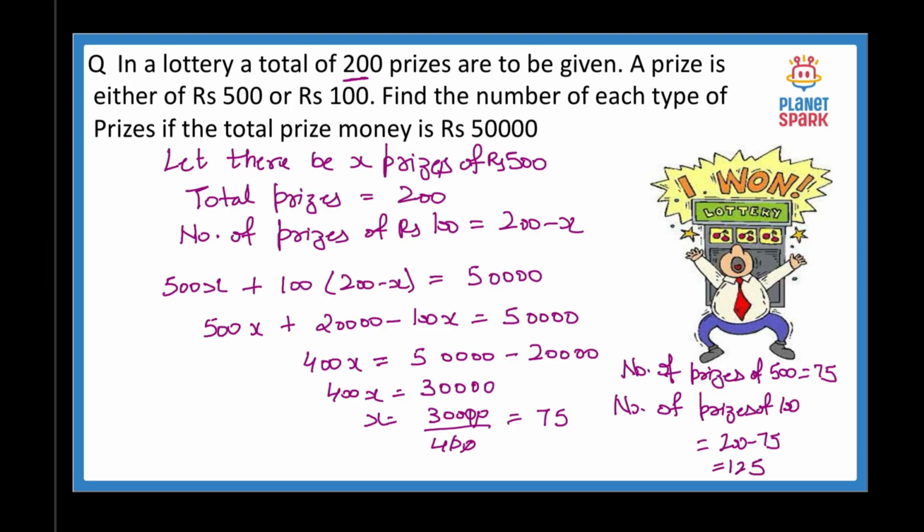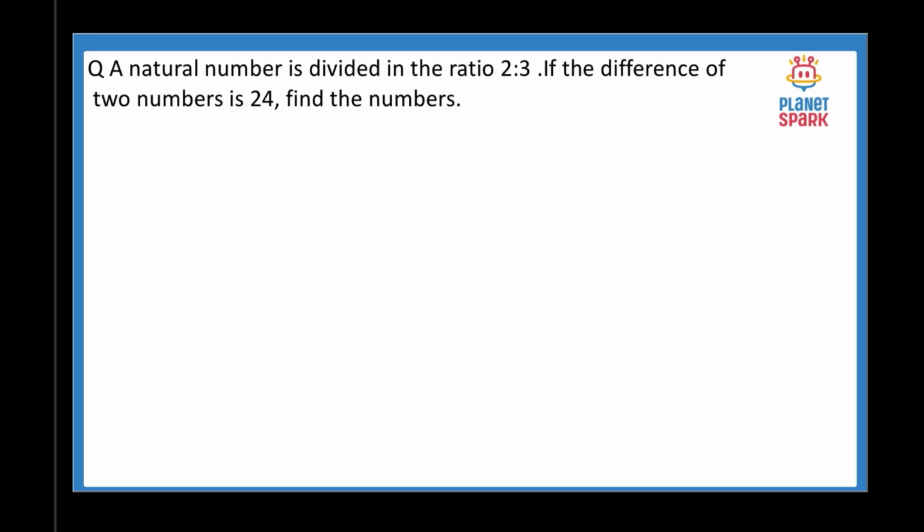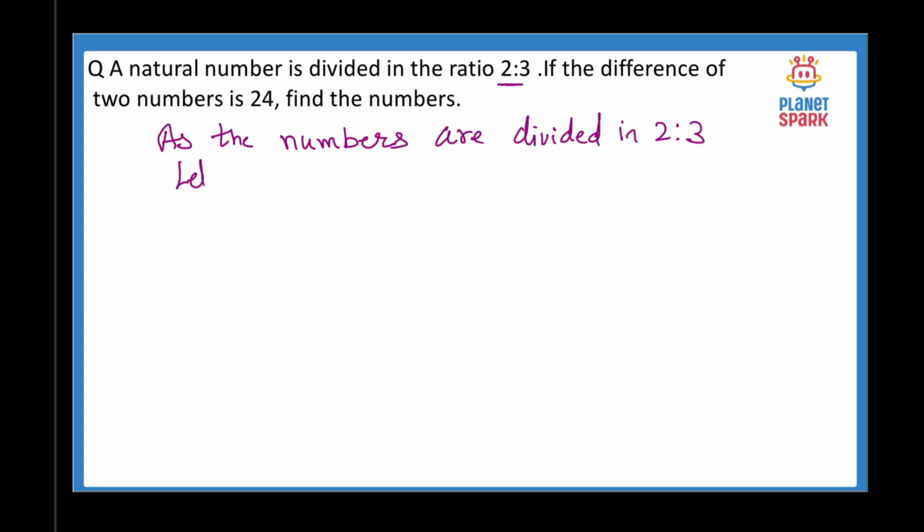The next question states that a natural number is divided in 2:3. If the difference of the numbers is 24, find the numbers. Now the numbers are divided in ratio 2:3. So we can take the numbers as 2x and 3x. When we take the numbers as 2x and 3x, we are also given that the difference between two numbers is 24. Now clearly 2x is going to be smaller than 3x.